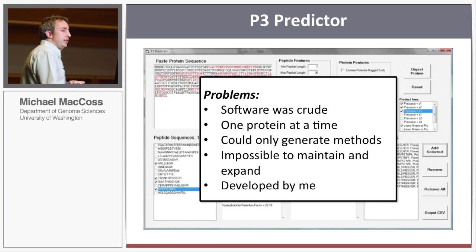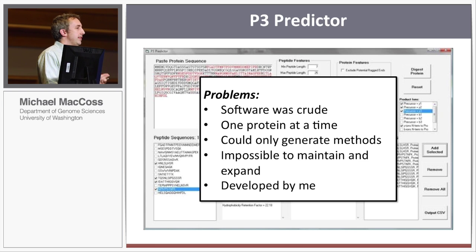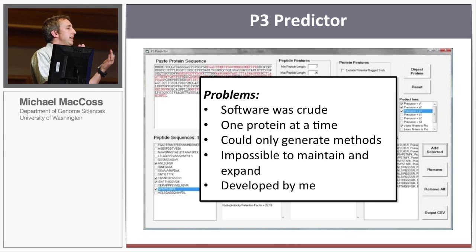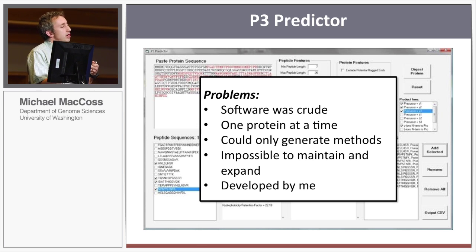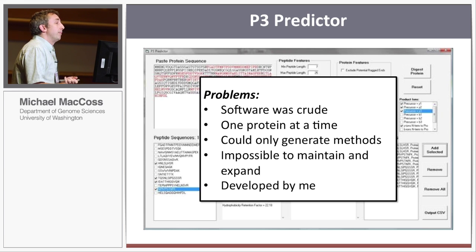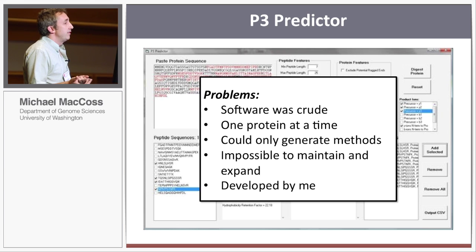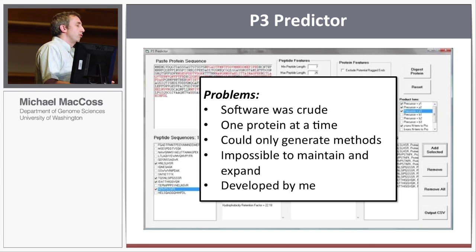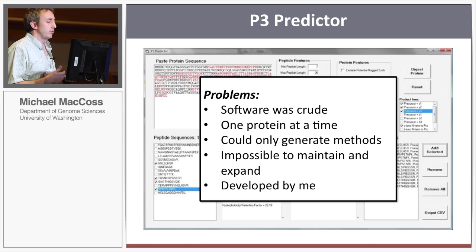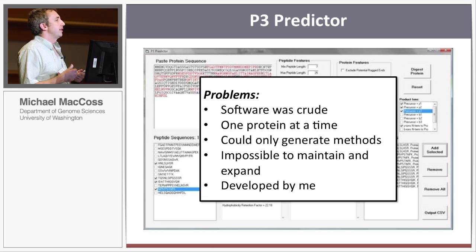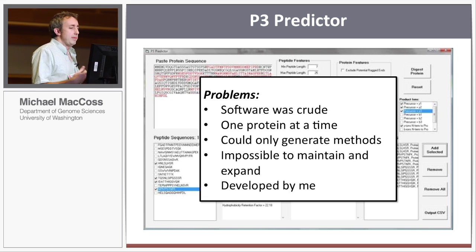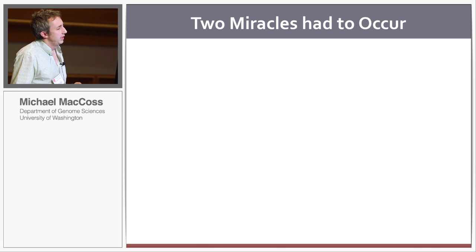It was extremely crude. It was one protein at a time. It could only generate the methods, and we knew that ultimately we had to link up generating the methods with the measurement of the results. It would be completely impossible to maintain, and it was developed by myself, and I'm definitely not a programmer. While I can write some basic programs and understand what our software engineers are doing, it definitely was not developed at a level at which I knew that this could be maintained and used regularly.